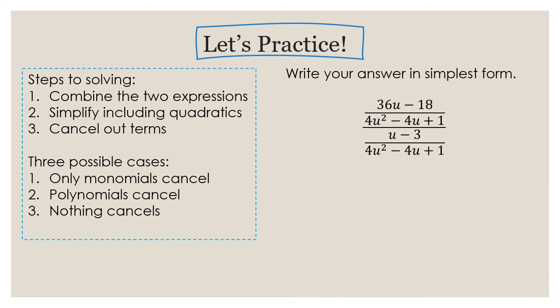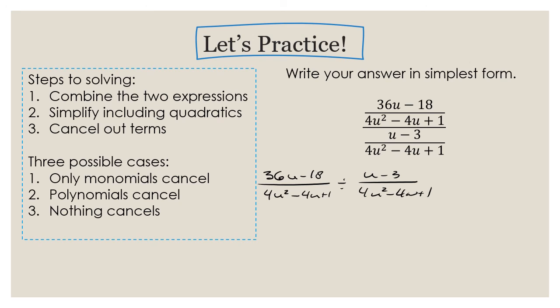All right, last question. Now this one looks totally ridiculous because it is. I don't even know why they put these questions on here, but they do, so we're going to solve it. You'll notice you've got a fraction within a fraction. Let's start by rewriting this. What we've really got here is 36u minus 18 over the first one, u squared minus 4u plus 1, divided by the second one, u minus 3, and then 4u squared minus 4u plus 1.